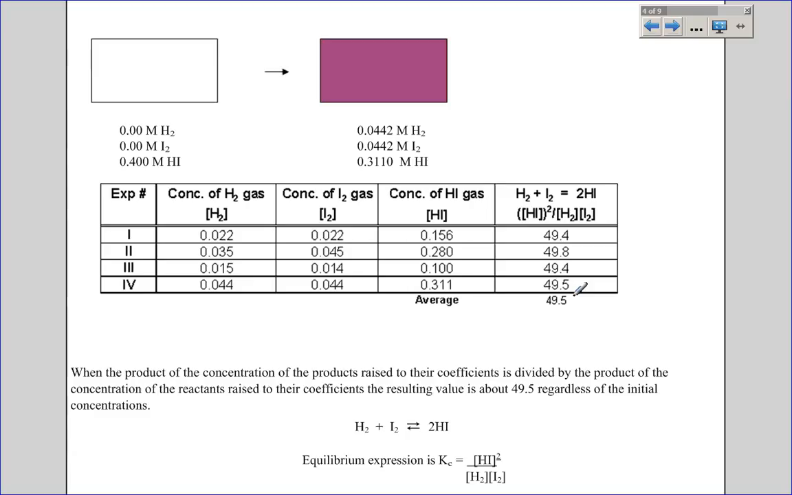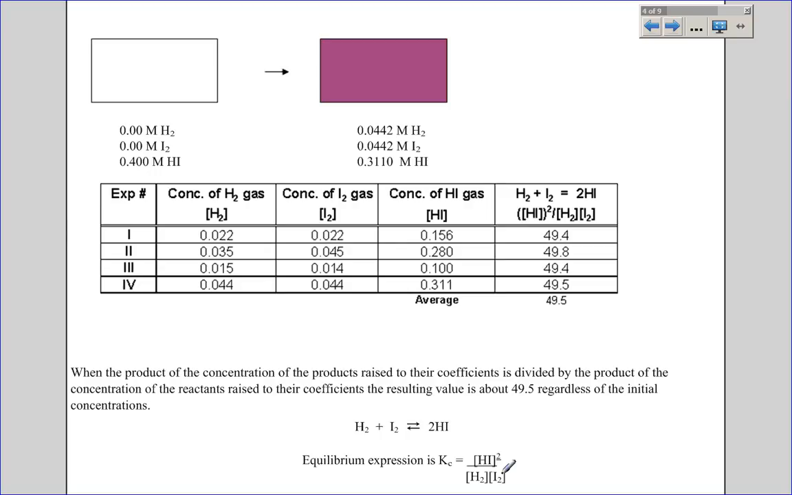Now, this expression, the HI squared over H2 times I2, we didn't just pull it out of a hat. Okay, it's actually connected to our balanced chemical equation. So if we look at this expression, we can see the relationship. As you can see, the products are in the numerator. The reactants are in the denominator. When we had more than one reactant, we multiplied them. So it's the H2 times the I2. And this 2 that we're using as our exponent is the coefficient from the balanced chemical equation.